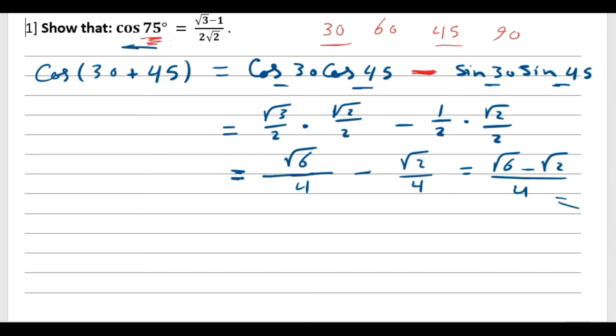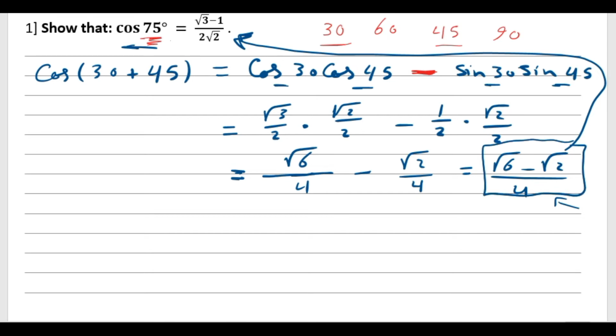This is a correct answer, but here in this question we have to reach exactly this form. If he had said in this question to find the value of cosine 75 without using a calculator, this answer is correct. But if he said show that, we have to reach the same form he wrote in the question. So we can use this form or directly this form.